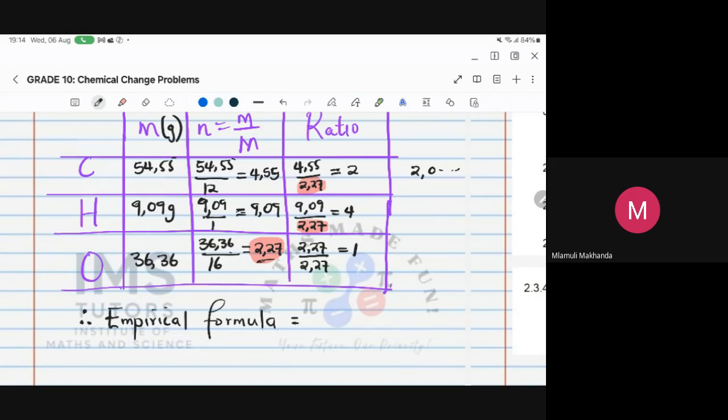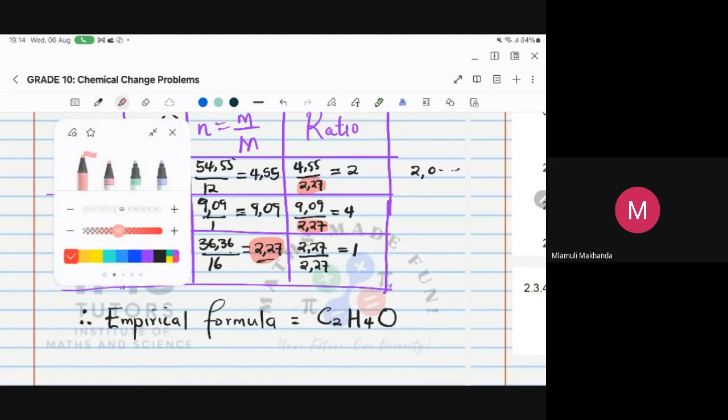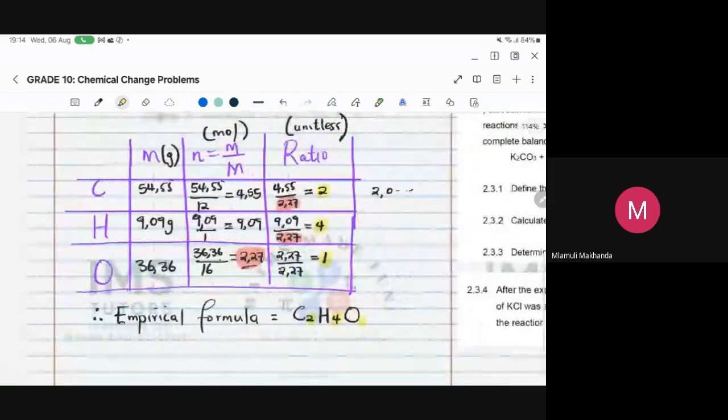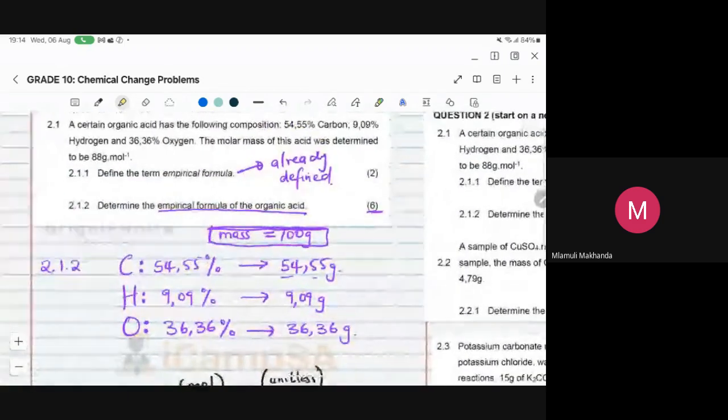is, next to C we have a 2, so it's 2, right? Next to H we have a 4, so it's 4. Next to O we have a 1, so it's just O. We omit the 1, right? Omit means we don't write the 1. There's a 1 somewhere here. Right, so that's how you would do this question.